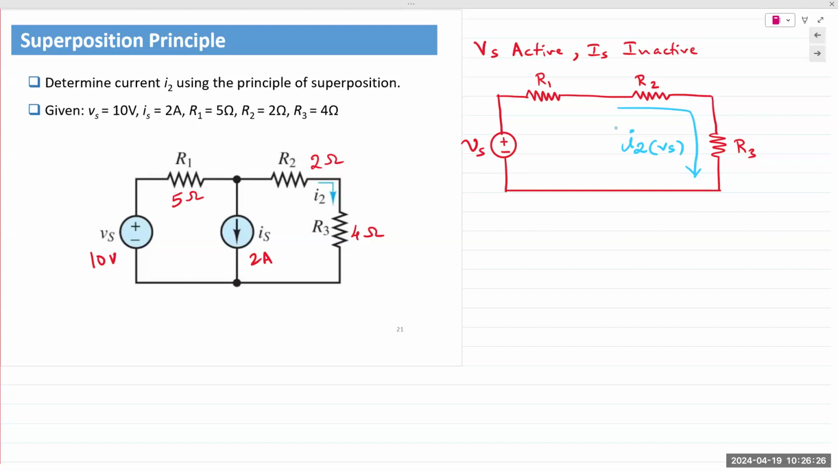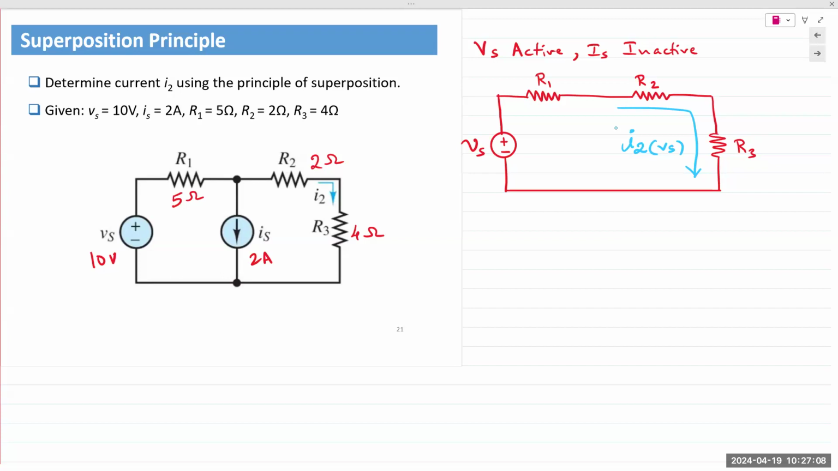Yes, that is correct. So the question being asked is, this I2Vs is not the same as the actual current I2? And the answer is yes, it's not the same. So we would take the first current due to Vs, and I would label it as I2Vs. We'll take the second current due to current source Is, and I would label it as I2Is. And then the actual current I2 would be a sum of both those currents. So we have now broken the circuit down into two parts. One part is where only voltage source Vs is active. Second part is where only current source Is is active.